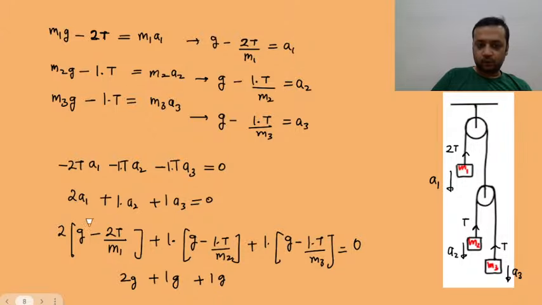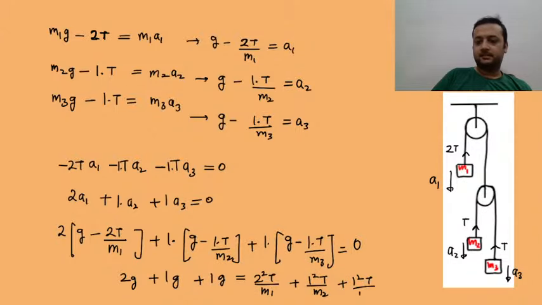That means this will become 2 into t by m1. This will become 1 into 1 into t by m2. And this will become 1 into 1 into t by m3. Since there is a minus sign, all those things will come on the RHS where 0 was present. So this will become 2 square t by m1 plus 1 square t by m2 plus 1 square t by m3. So here if you see the value of tension, if you look carefully, it is exactly the same result that I had told you.